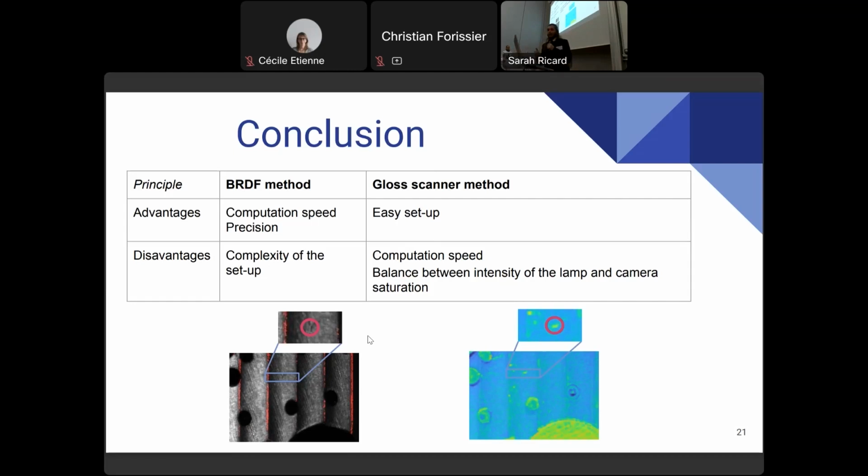But because of the first setup, the BRDF method is way harder to install than the gloss scanner one. In function of your needs, we could use one of the methods in order to find gloss variations, because as you can see, we find the same spots with the two methods.